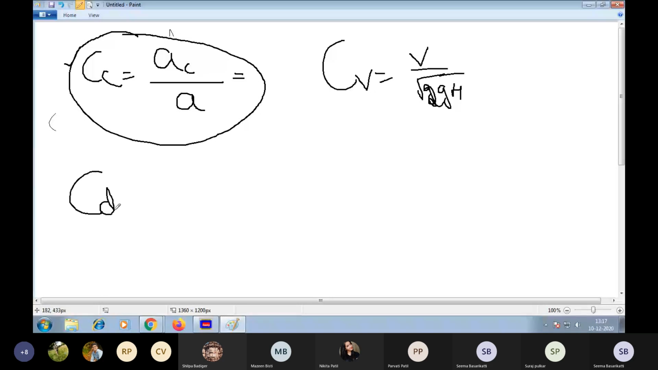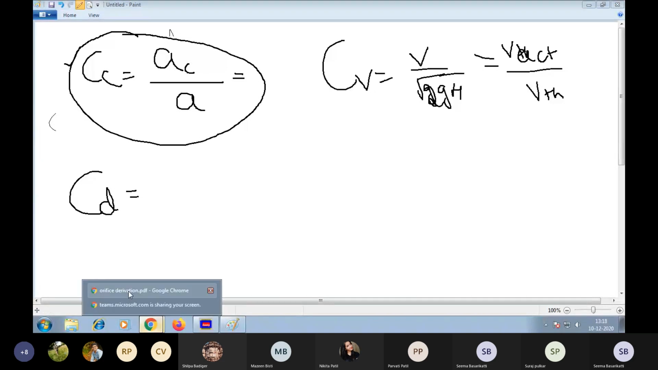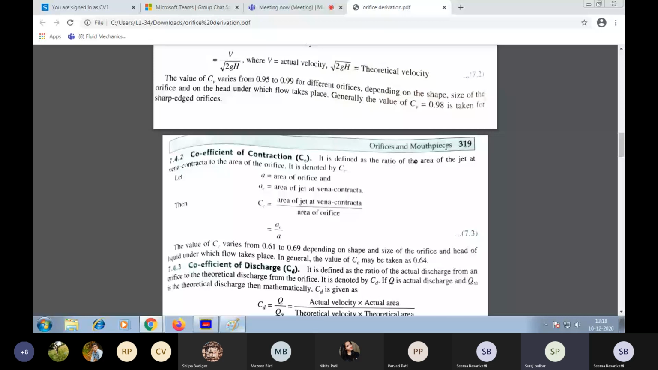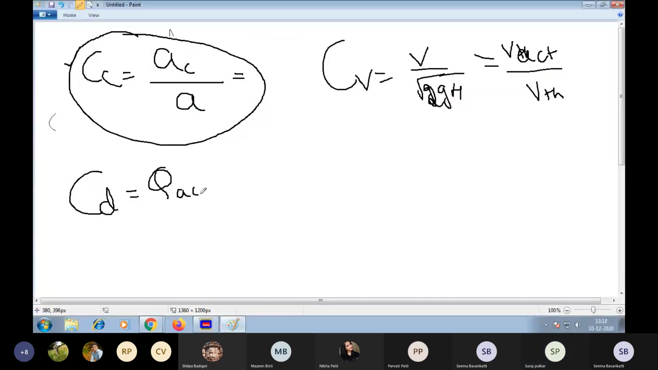Now what about coefficient of discharge? Can anybody tell me what the ratio of coefficient of discharge will be? What do you mean by coefficient of discharge? Q actual by Q theoretical. It is the ratio of Q actual by Q theoretical. What do you mean by actual discharge? The discharge which you identify in the field, divided by the theoretical.